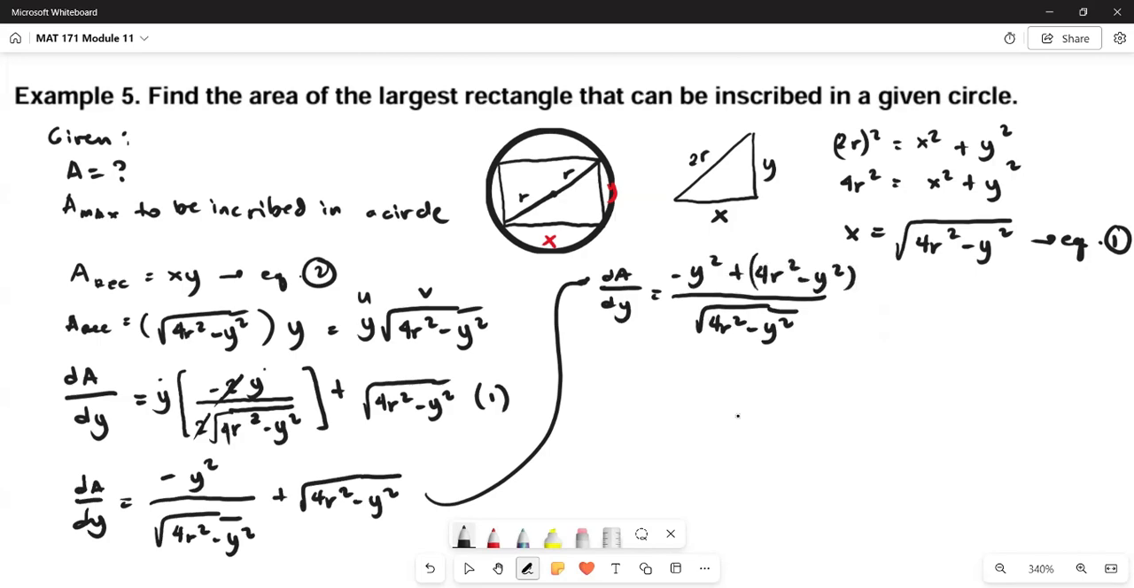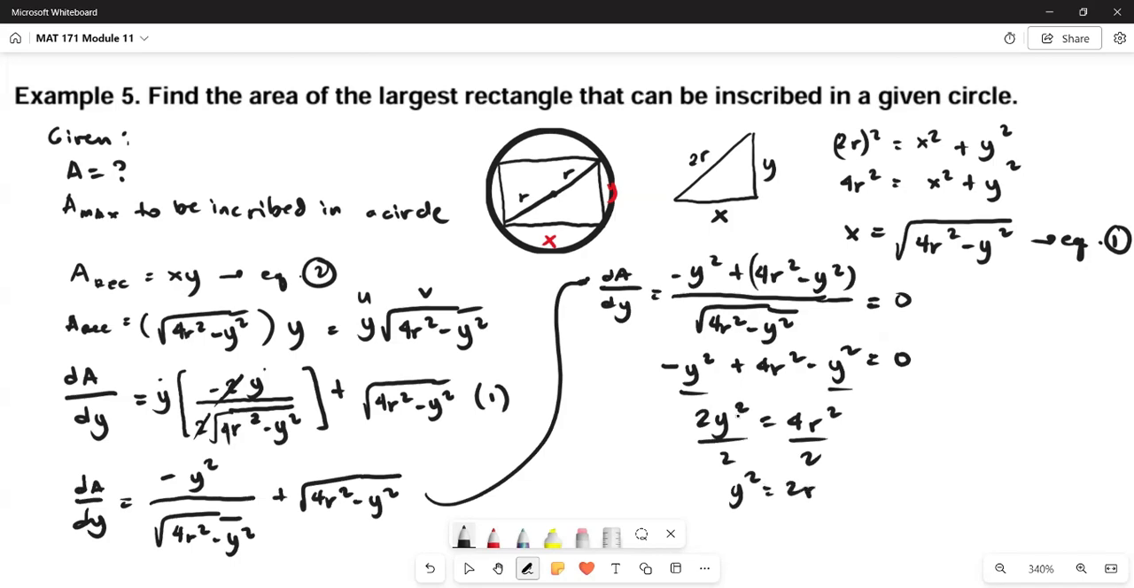Ayan. So ngayon, equate natin sa 0 since maximum ang kino-consider natin dito. So pag kinross multiply natin, ang matitira na lang is negative y squared plus 4r squared minus y squared is equal to 0. So ngayon, pag samahin natin yung y squared na tong dalawa, yung negative, tapos i-transpose natin sa kabilang side ng equation. So you will have 2y squared is equal to 4r squared. So ang gagawin natin, divide both sides by 2. We will have y squared is equal to 2r squared.